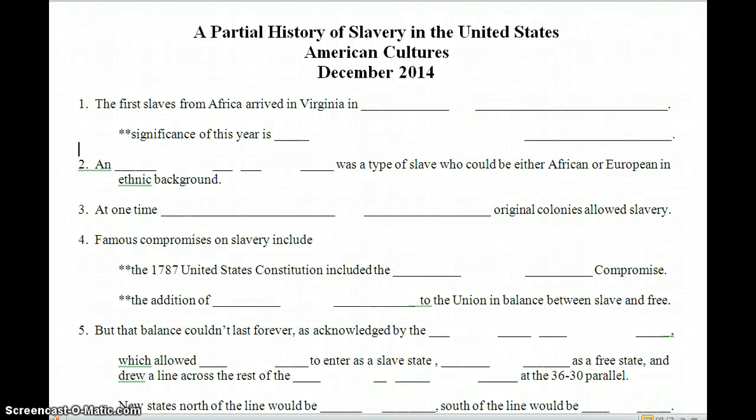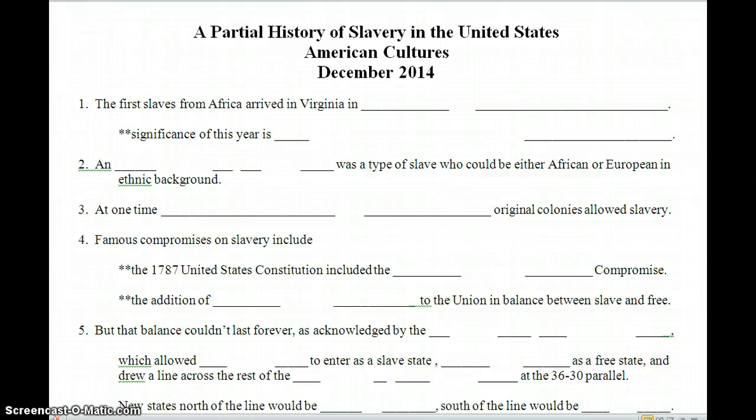Hello, today we're going to talk very briefly about an introduction to slavery in the United States. You should have this paper in front of you that says A Partial History of Slavery in the United States. And we'll take a look at how slavery was started here, how that leads us into a lot of problems in the middle 1800s. First of all, let's start with this.